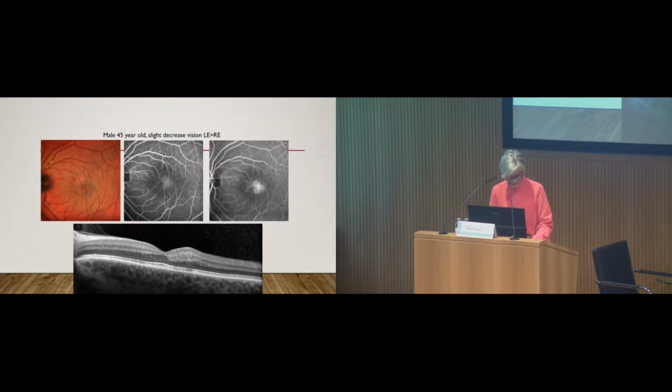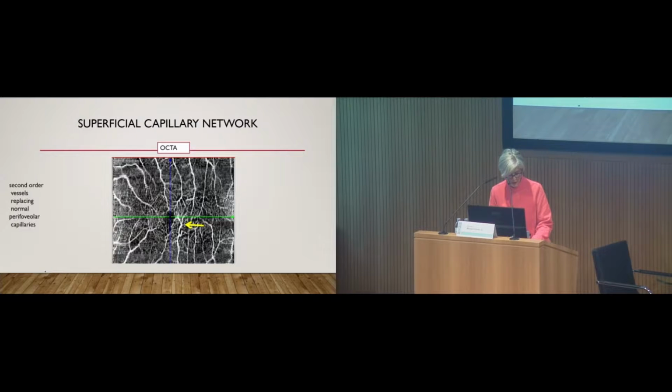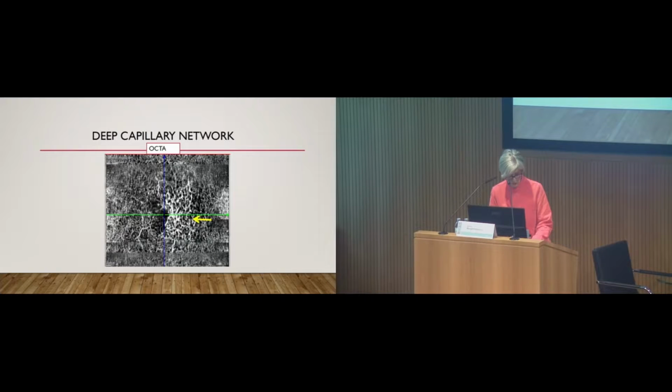Now another case with temporal abnormalities seen on fluorescein angiogram and B-scan OCT, and OCTA in the superficial capillary plexus. The vessels appear dilated with right angles and non-perfused areas, with second-order vessels replacing normal peripheral capillaries. The lesions are even more obvious in the temporal part of the deep capillary plexus, where the capillaries have completely lost their normal shape. These signs are seen in MacTel type 2.